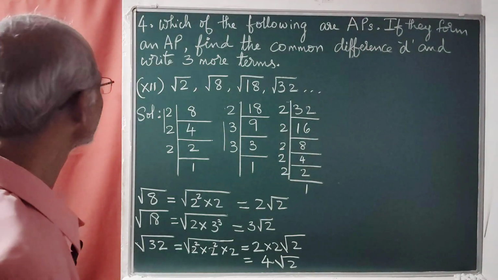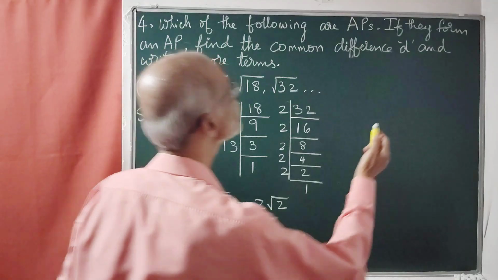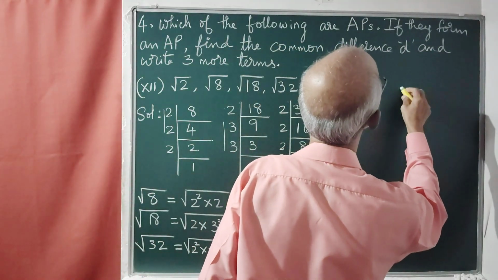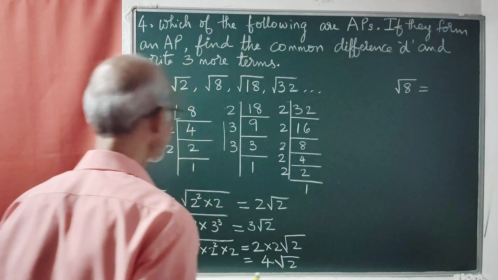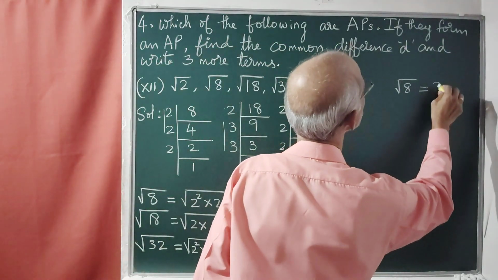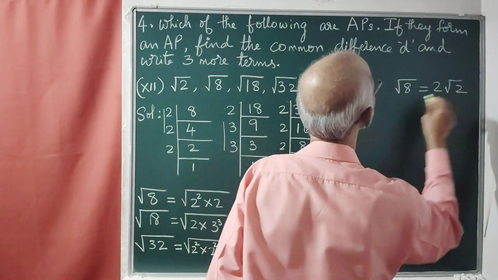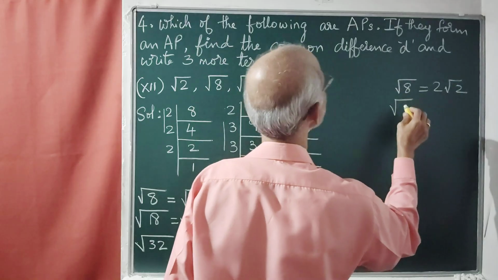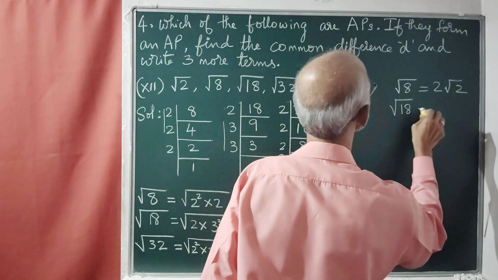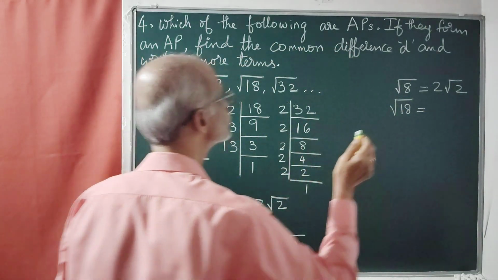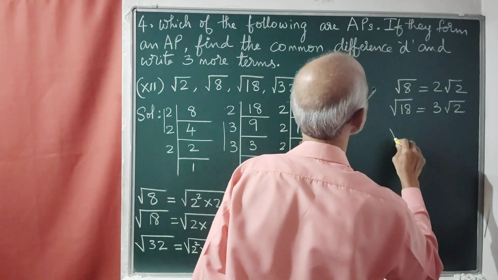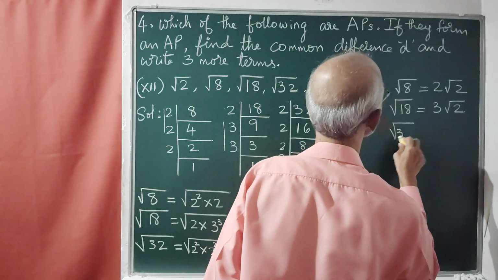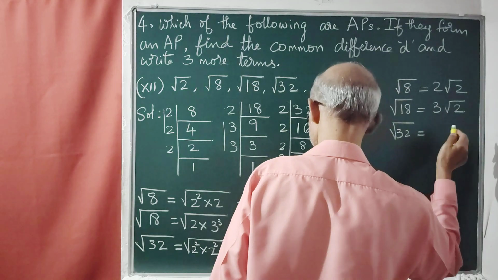So we will write them here. The simplest form of root 8 was 2 root 2. The simplest form of root 18 was 3 root 2. The simplest form of root 32 is 4 root 2.